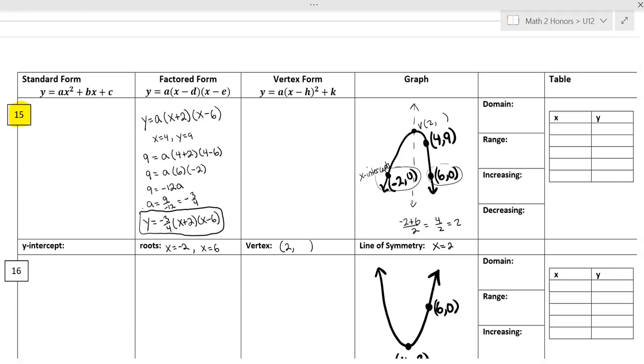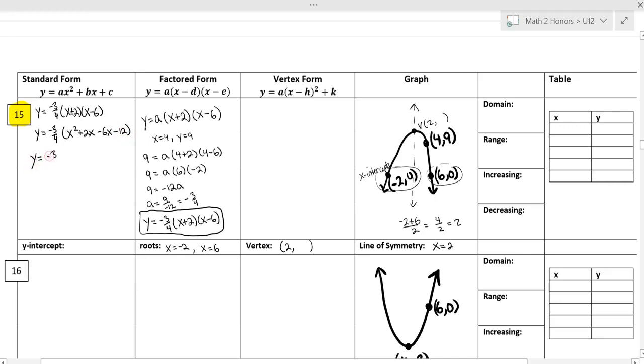I can get standard form by multiplying out factored form. So I'll take my factored form. Go ahead and multiply this out. So x times x, 2 times x, negative 6 times x, and 2 times negative 6. And then continue, now distribute the negative 3/4, so negative 3/4 x squared minus 6 over 4 x plus 18 over 4 x and plus 36 over 4. Keep simplifying this.